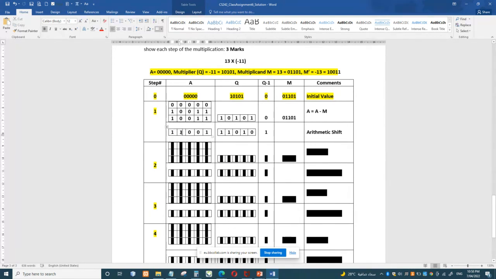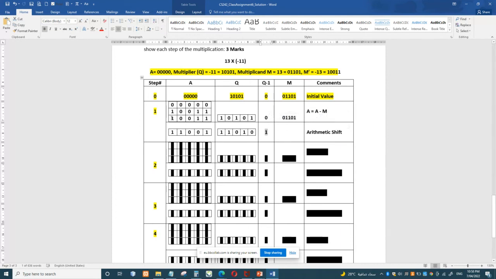Then since 1 has been shifted here, 0 will be shifted here, this 0 will be shifted here, this 1 will be shifted here, this 1 here, this 1 here, this 0 here, 1 here, this 0 here, and this 1 here. Is it clear? Yes, arithmetic right shift, doctor. That's clear.